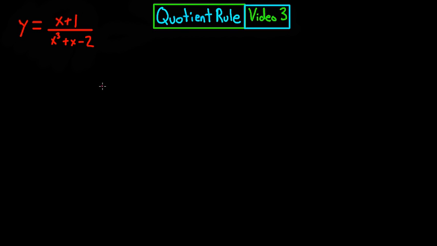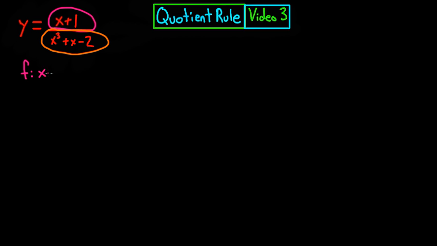Hey guys, this is the third video on how to find the derivative of a function using the quotient rule. Okay, so as in the last video, you're going to break this down into two parts. So this is going to be part one, and that's going to be part two. Now the first part we're going to call f.